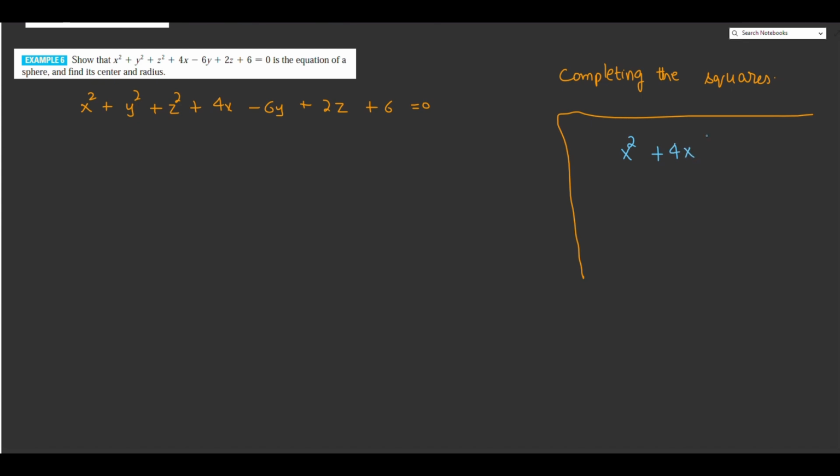So how do we complete the square? Remember, this is what we want to achieve: (a plus b) whole square equals a square plus 2ab plus b square. So what you need to do is add and subtract half of the number which is written with x.